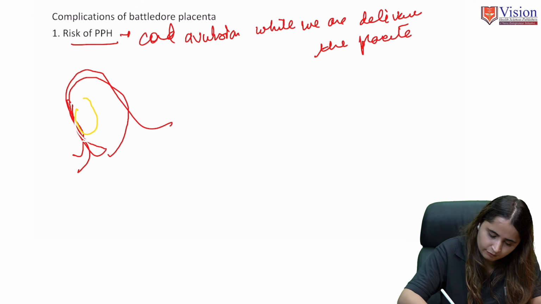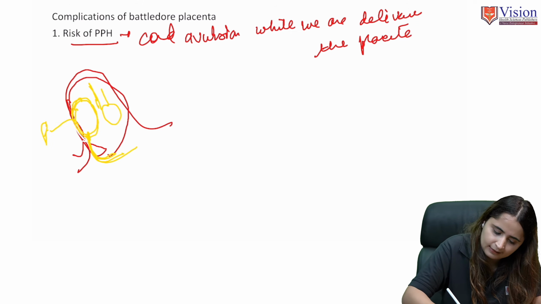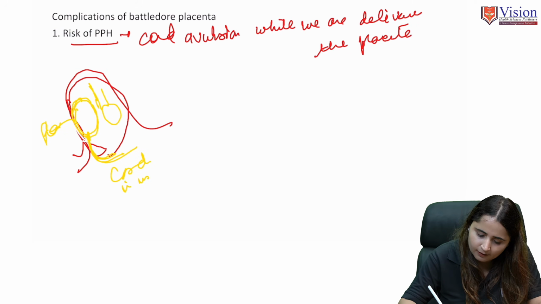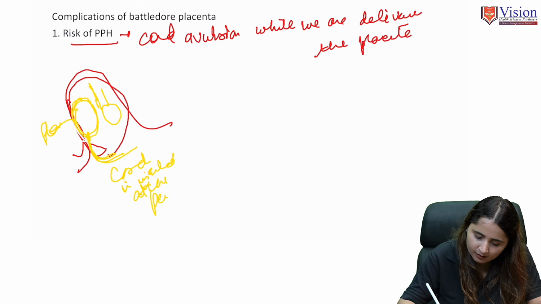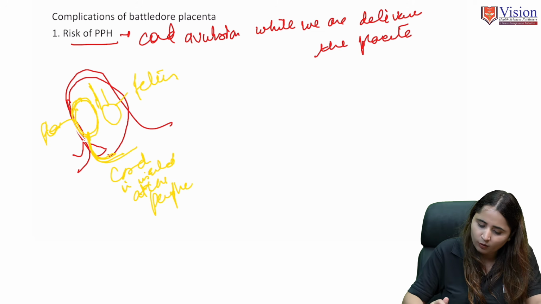Suppose like this is your fetus, and this is your cord, and this is your placenta. The cord is inserted at the periphery, and this is our fetus. So in this condition, what will happen?